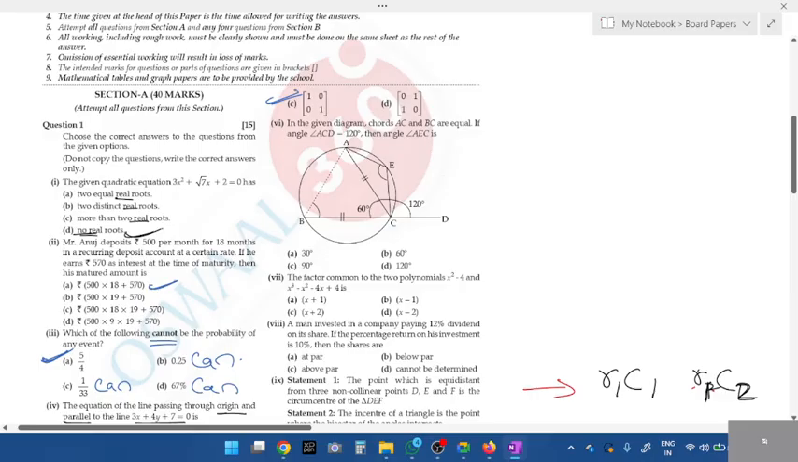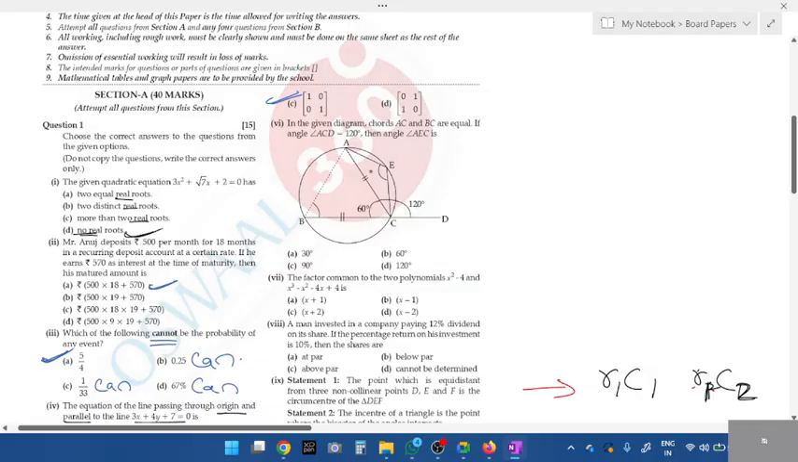Okay. Next is which chapter? Which chapter, students? Circle is given. All of you will respond. Cyclic quadrilateral. ABC. What is given? In the given figure, which is the chord? AC is a chord.